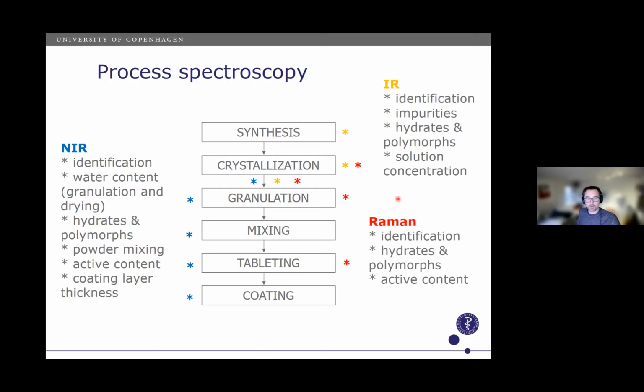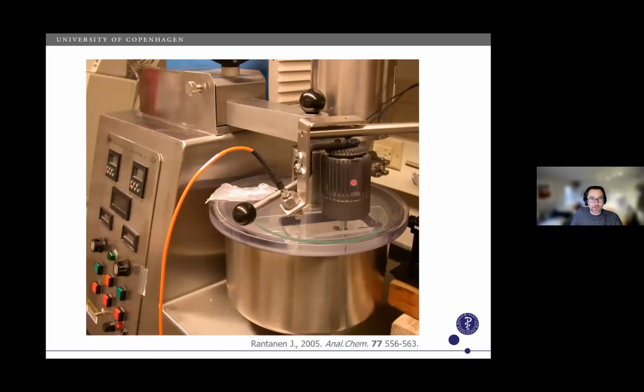Raman spectroscopy is another tool that can be used especially for looking into polymorphism related issues, but it can also quantify active in the tablets, or it can be used for identification of material. So these are a few examples of spectroscopic tools that can be used in a pharmaceutical production environment. Just to give you an idea of how this might look.